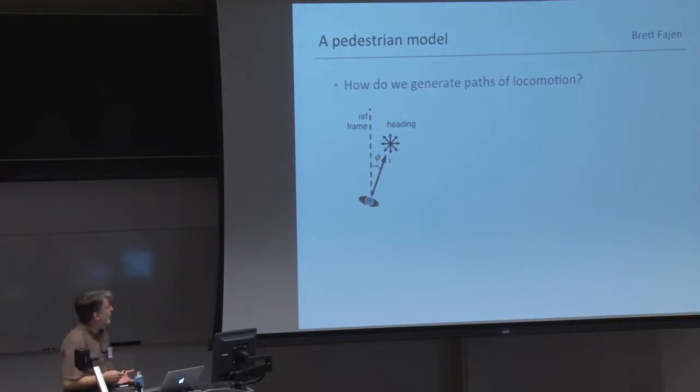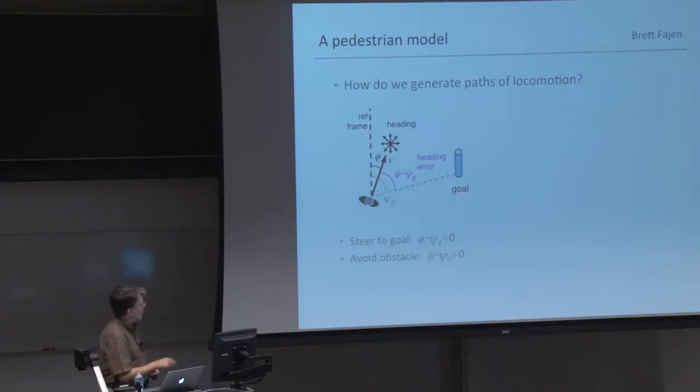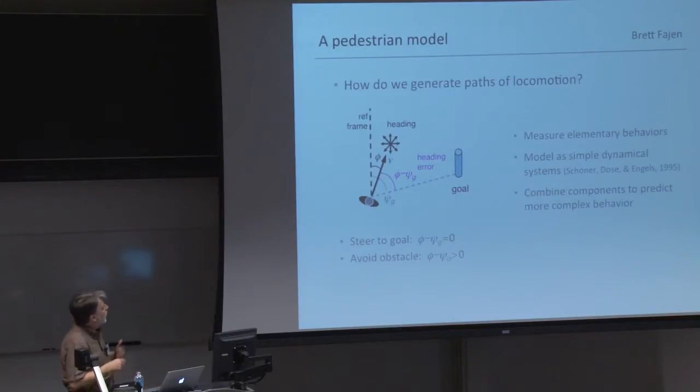So here's the beginnings of our pedestrian model. How do we generate paths of locomotion? Well, our basic behavioral variable that we're trying to measure is the heading direction with respect to some target. So if this is your goal, you've got a current heading direction here, and your task is to bring this error to 0, if you're steering to the goal. If it's an obstacle, you want to increase that angle, but you don't want to keep increasing that angle or you'll spin around. So there's some dynamic here to how this angle is going to change depending on the goal's position. So our program is to measure a bunch of these elementary behaviors in people, model each one as a simple dynamical system, kind of inspired by Gregor Schöner's work on this in robotics, and then linearly combine these components to try to predict more complicated behavior.